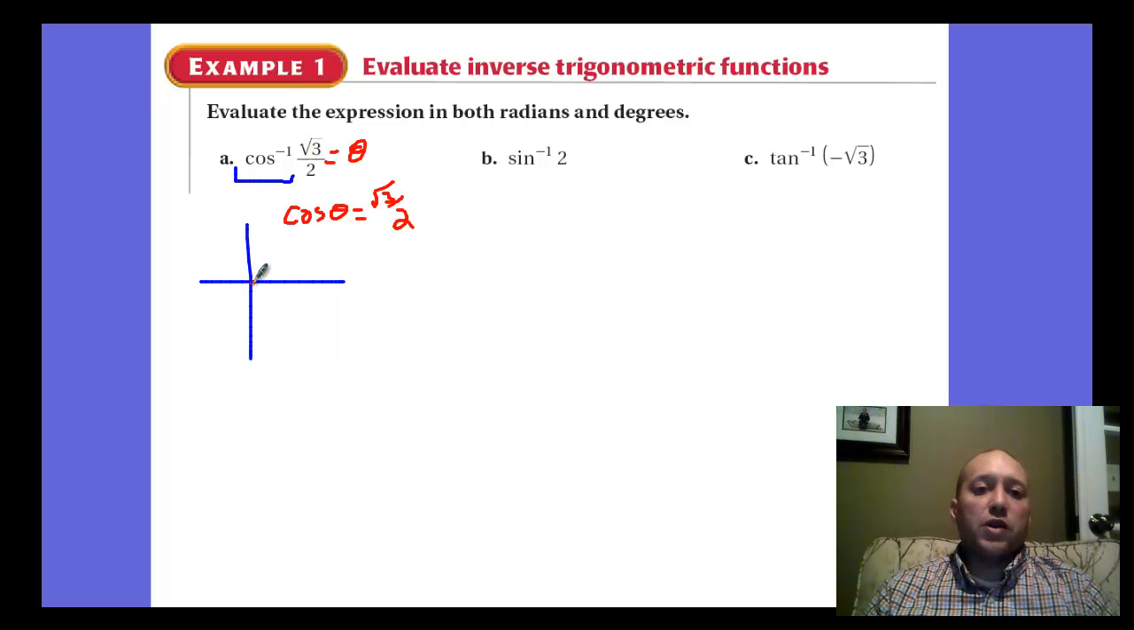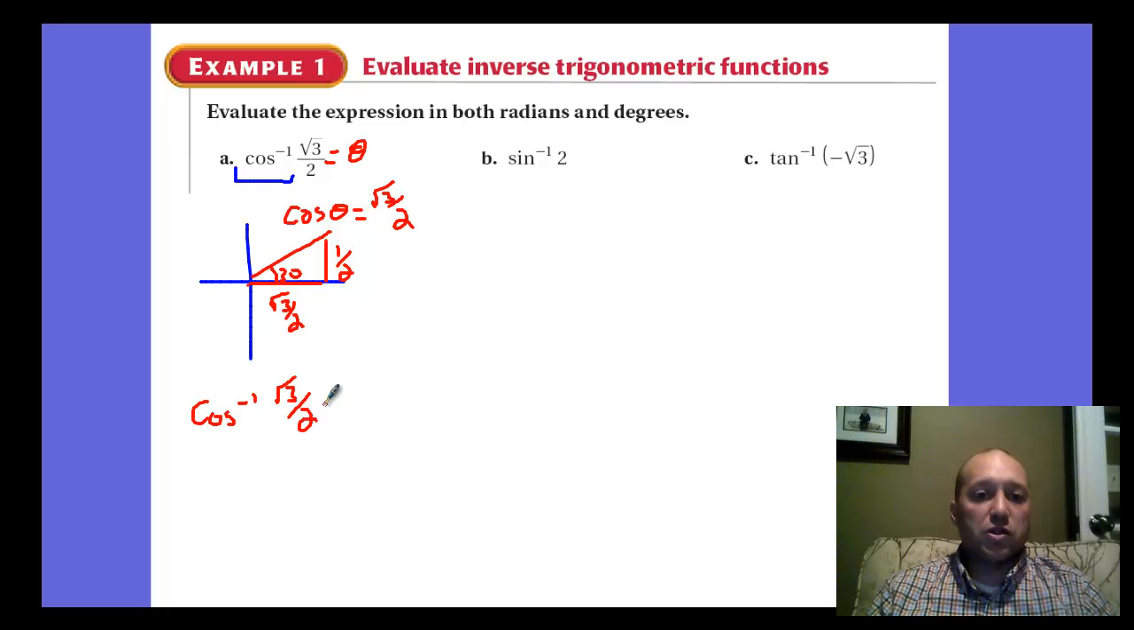So in the unit circle, I know square root of 3 over 2 is my x value for cosine. And so where does that happen on the unit circle? That happens if we have the 30, 60, 90 triangle, where this is going to be our 30-degree angle, or our pi over 6. So then I know that inverse cosine of root 3 over 2 is going to be pi over 6.